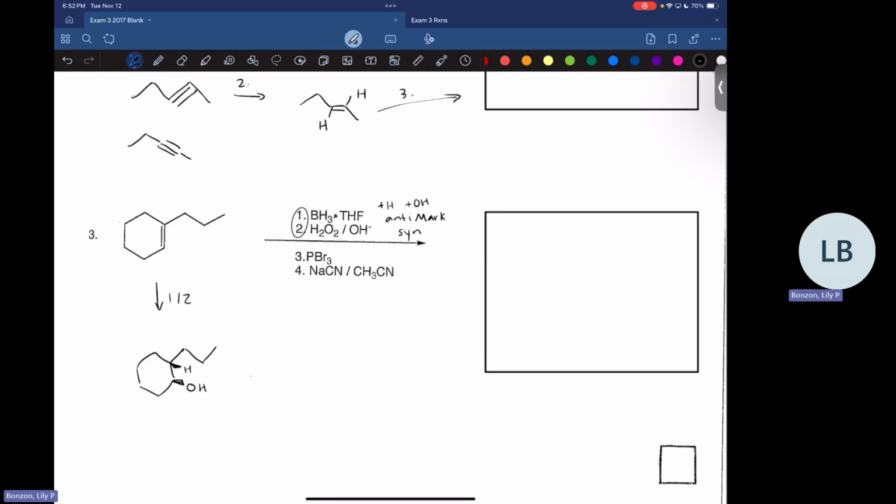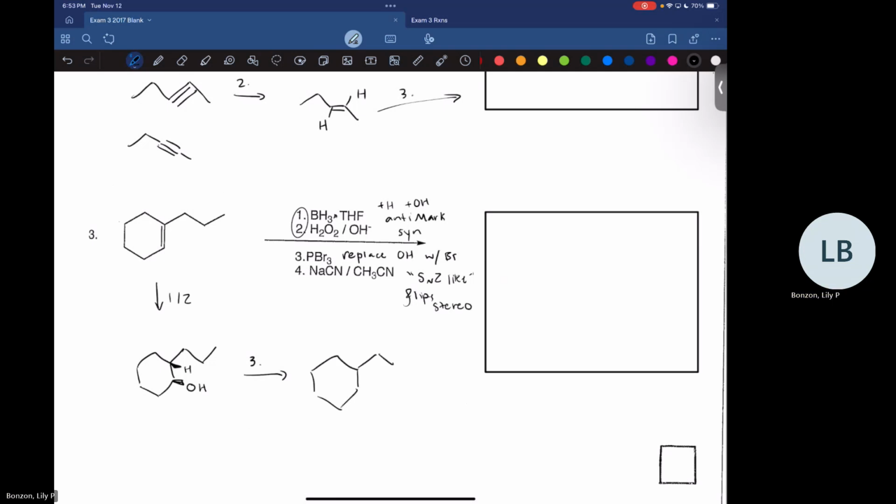So then step 3, we have PBr3. So this one is going to replace the OH with a bromine. And so this one is SN2-like. And by that, I just mean it flips the stereo. So our oxygen, or sorry, our alcohol, which was on the wedge, is going to be flipped. It's going to become a bromine, and it'll be on the dash now.